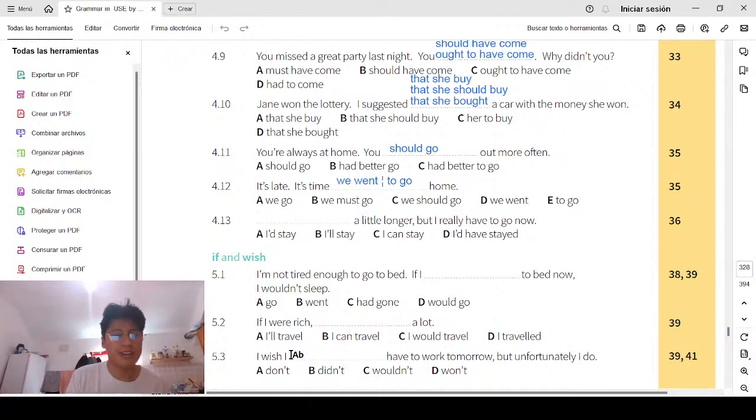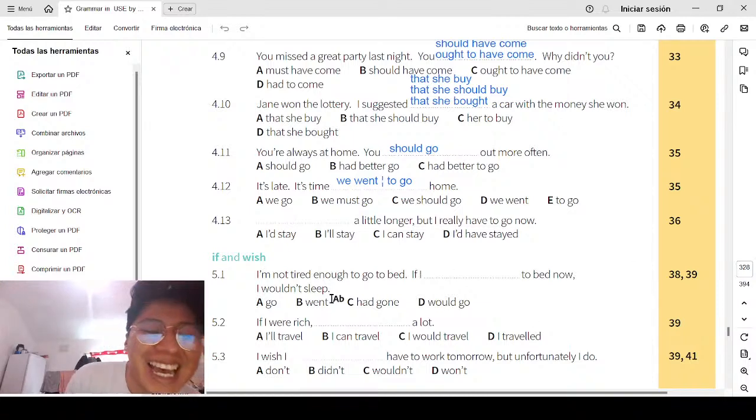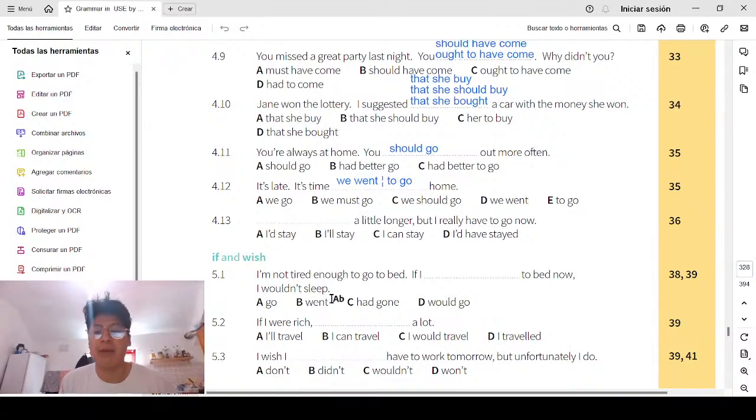I stay a little longer, but I really have to go now. Or I stayed a little longer, but I really have to go now. Or I can stay a little longer, but I really have to go now. Or I have stayed a little longer, but I really have to go now. Or you can say like, I stay a little longer. I don't know. I stay a little longer, but I really have to go now.